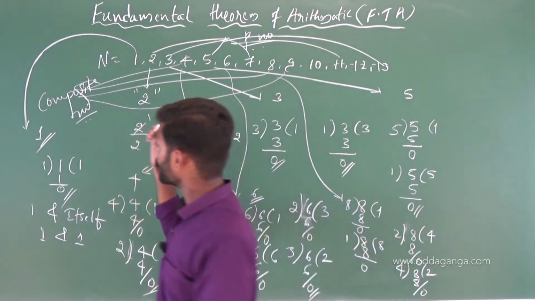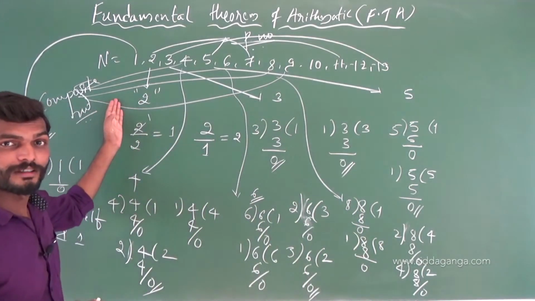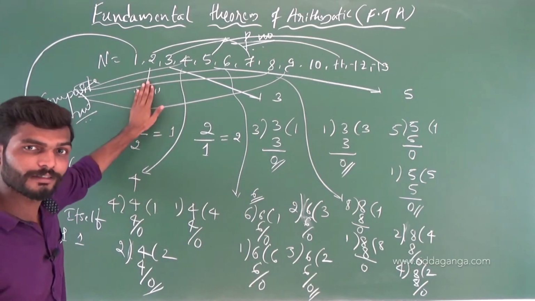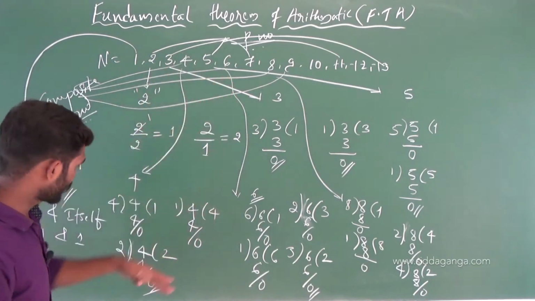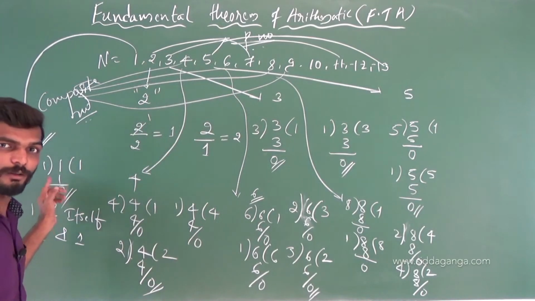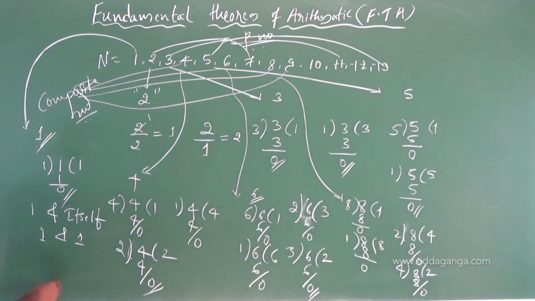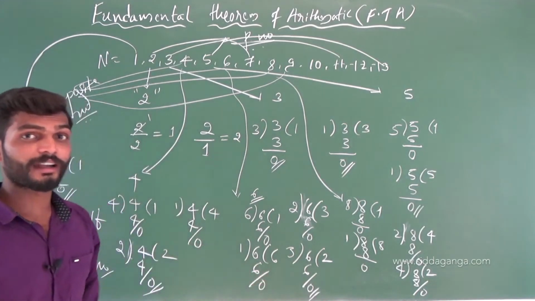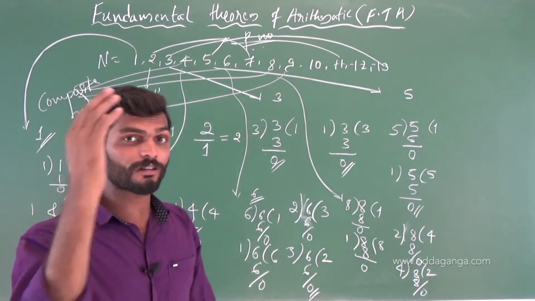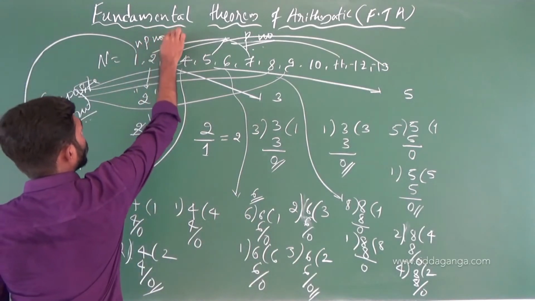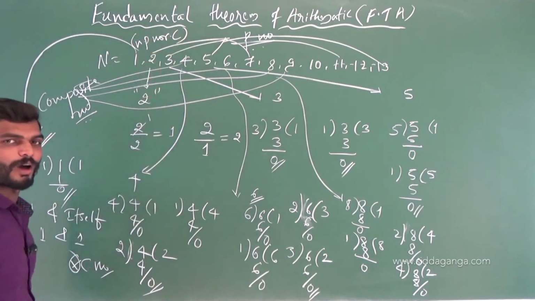Now, coming to composite numbers, what are they? They have more than 2 divisors. Apart from 1 and themselves, they have other divisors also. Here 1 has only 1 as a divisor. Therefore, I cannot group it as a composite number, and I cannot group it as a prime number. Therefore, I can say that it is neither prime nor composite. Which one? 1.